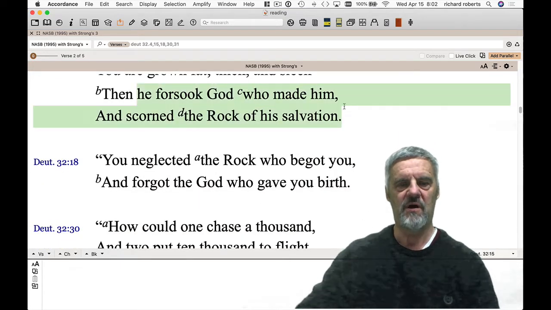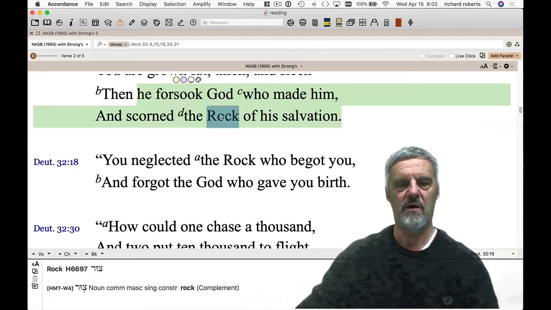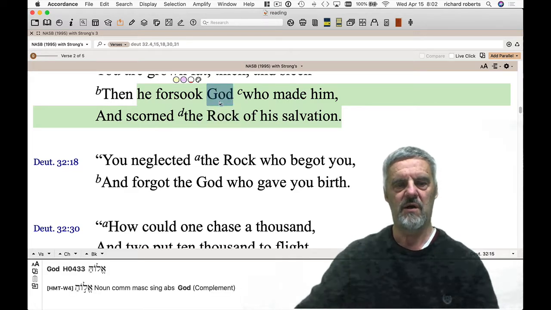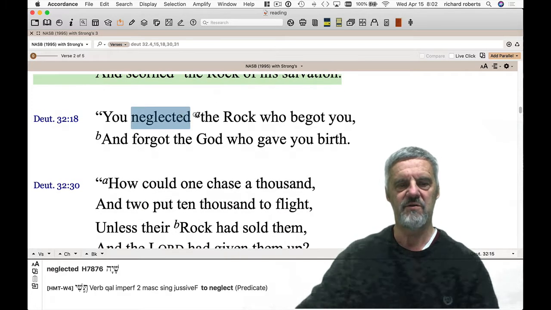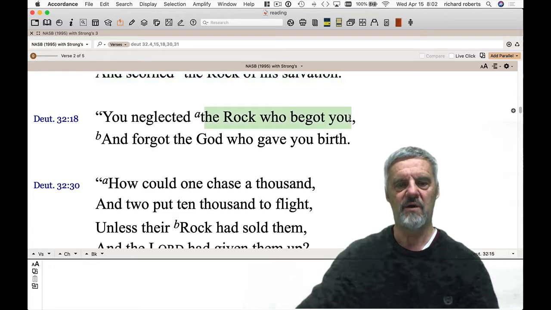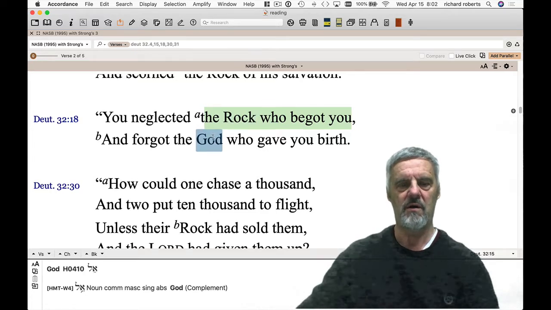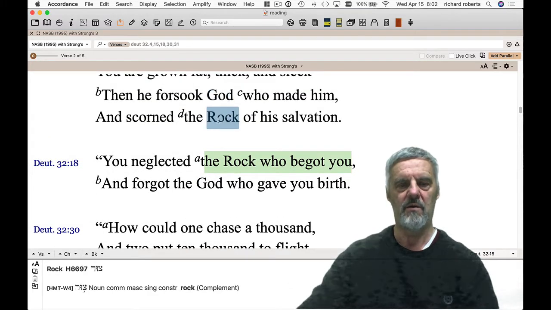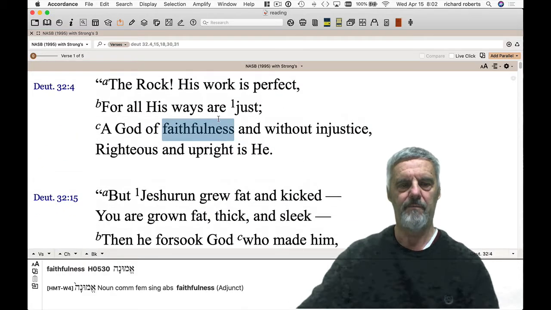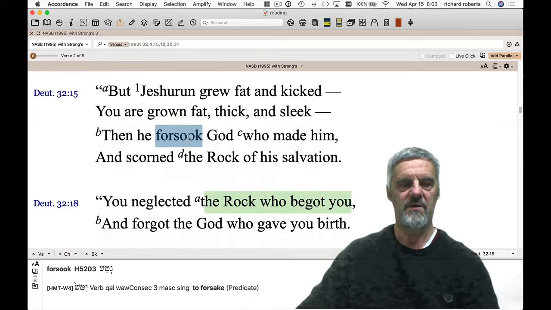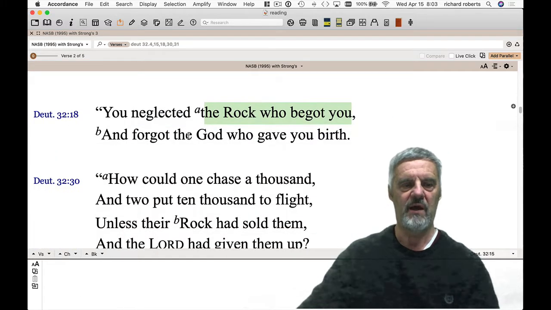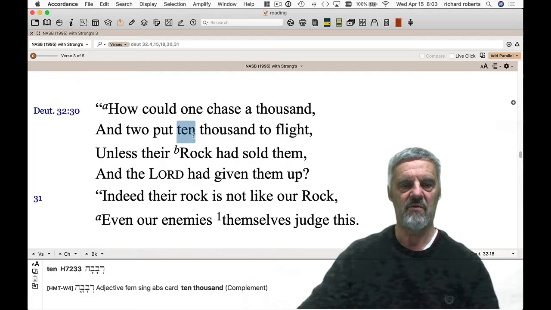He forsook the God who made him. He scorned the rock of his salvation. The God who made him, the rock of his salvation. You neglected the rock who begot you. You forgot the God who gave you birth. See the parallels here in Hebrew poetry? Rock here, God here, God here, rock here. The rock here, a God of faithfulness here. This Hebrew poetry likes to use these parallels. It's one of the characteristics of it.